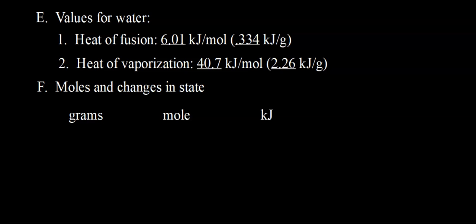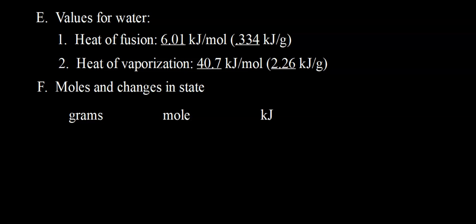Heat of vaporization. What do you notice there? See a difference? Why is there a difference in the values for heat of fusion versus heat of vaporization? We'll talk about why that is the case later. So heat of vaporization of water, 40.7 kilojoules per mole, or 2.26 kilojoules per gram, or 2,260 joules per gram.